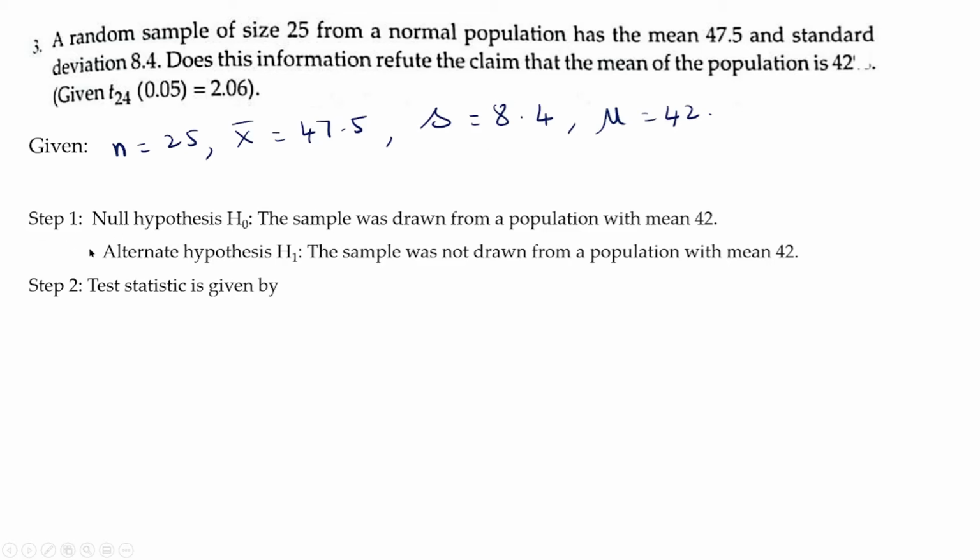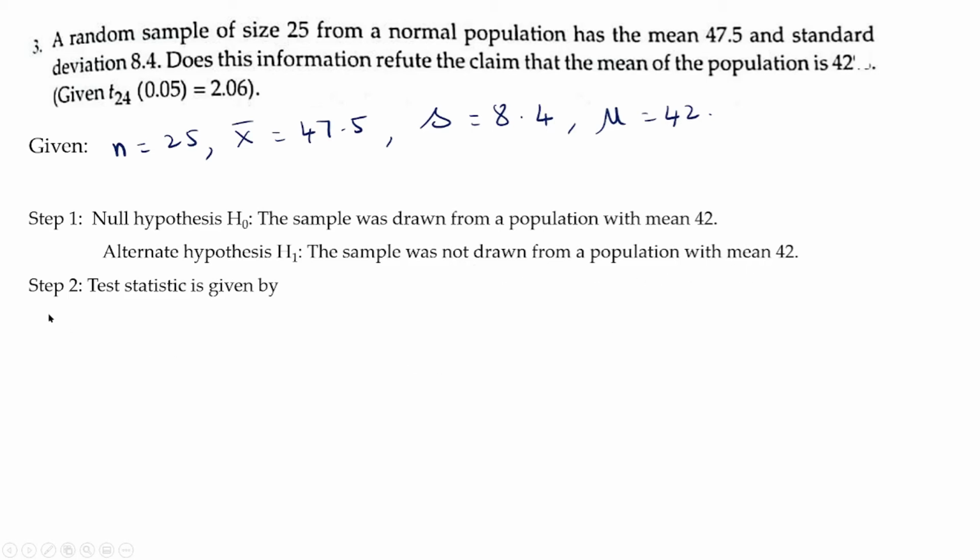The first step is we have to write the null hypothesis and the alternate hypothesis. The null hypothesis, the sample was drawn from a population with mean 42. So here, does this information refute the claim that the mean of the population is 42? So we take the null hypothesis as the sample was drawn from population with mean 42 and the alternate hypothesis is the population mean is not 42.